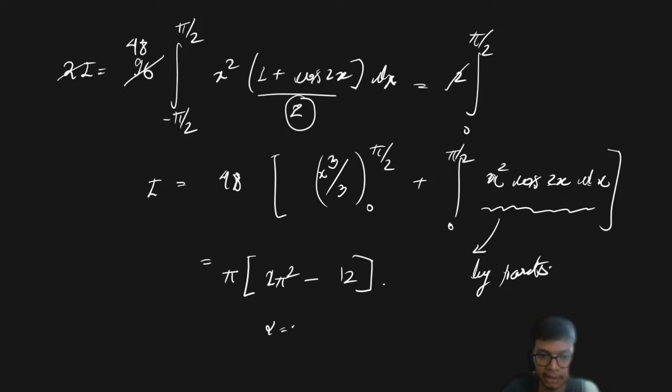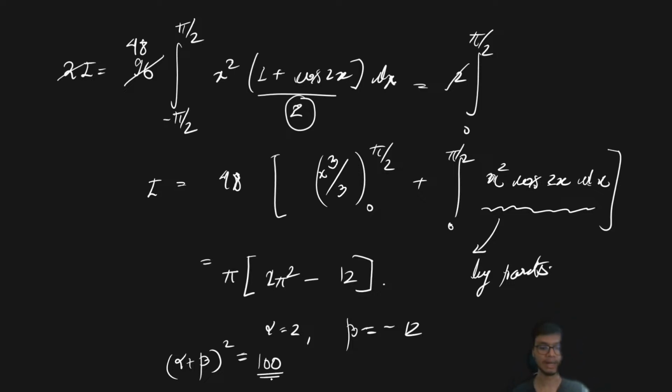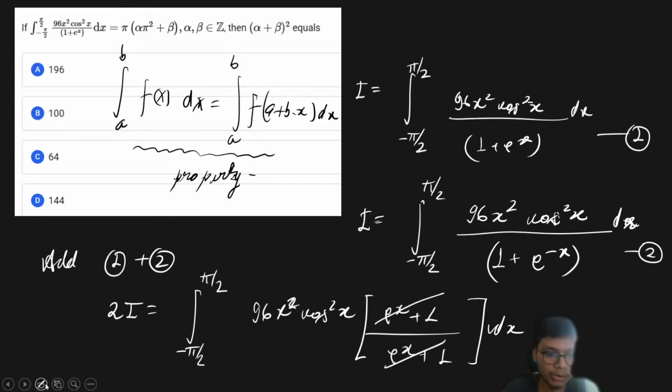So ultimately the value of alpha is equal to 2 and the value of beta is equal to minus 12. Therefore alpha plus beta whole square is going to be equal to 100. I hope this is simple and clear to all of you, right? So with this, option number B is the correct answer to this particular problem, right? Is this part clear to all of you?